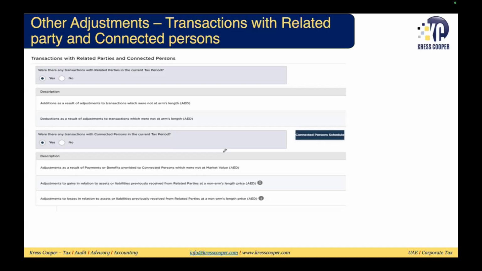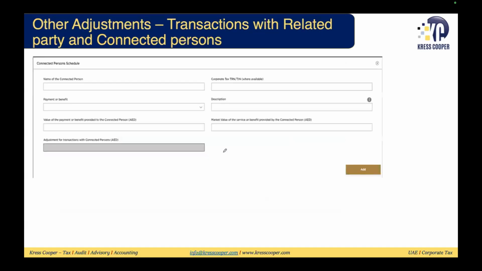Whether there be any transaction with the connected person, yes or no. We know what are the connected person. These are like detail of the connected person. They're asking name, TRN, payment, benefit, description. You can go through this, but important thing is you must be aware about the law while addressing these questions.